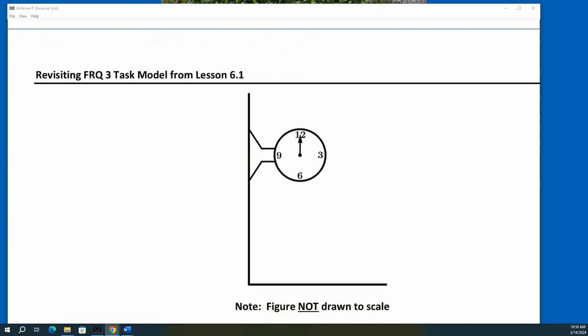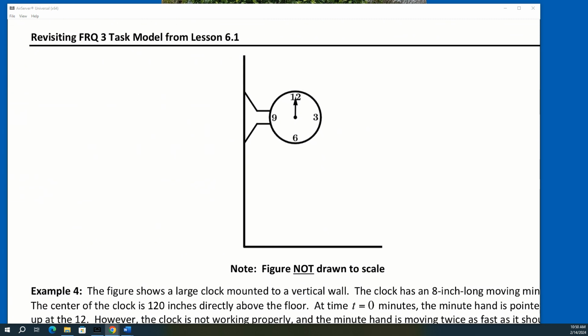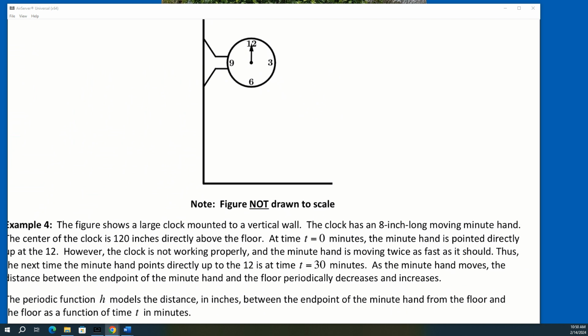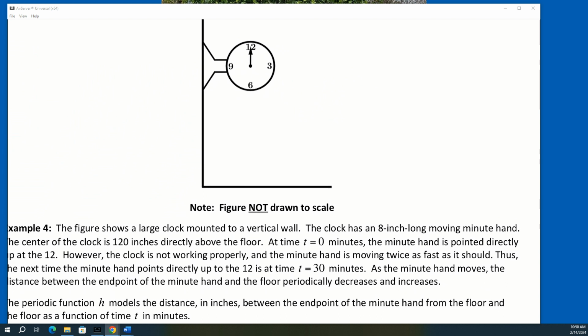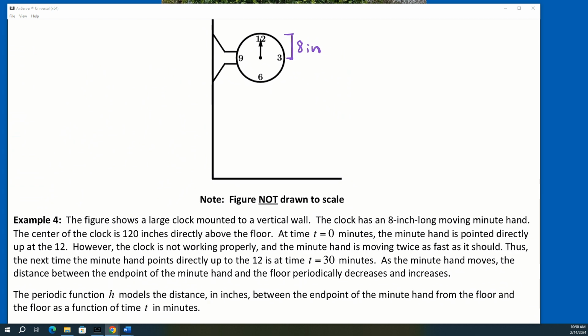Okay, this last question should look familiar. This was the exact situation that we did the very first day we talked about Unit 6. And so we have this clock. It's mounted to a vertical wall. The minute hand is 8 inches long. So I'm going to go ahead and start labeling. All right, and the center of the clock is 120 inches directly above the floor.